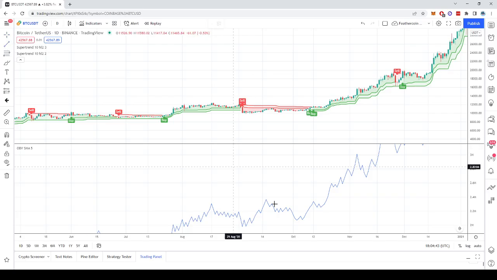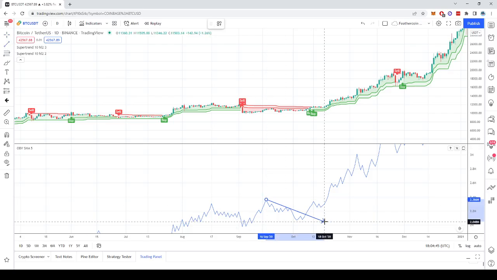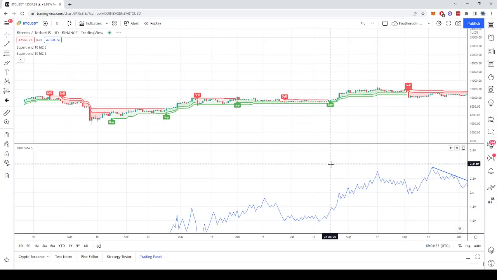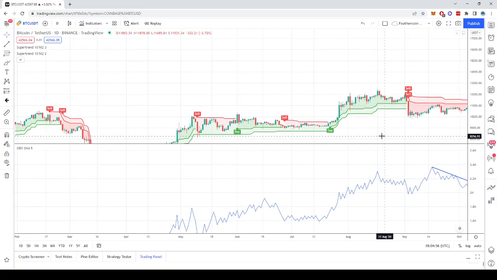This one, same kind of thing. We're going to try to draw the trend line, buy signal given here before the SuperTrend, confirmation with the double trend, and sure enough we get a really nice bull run on that one. And we'll do one more right here.